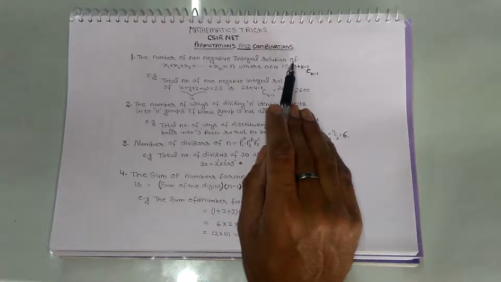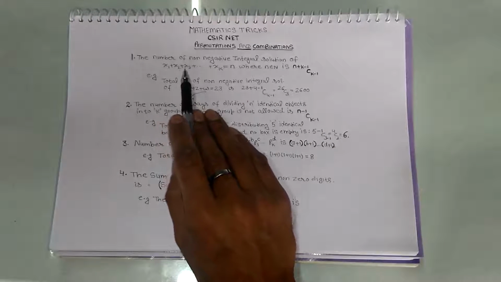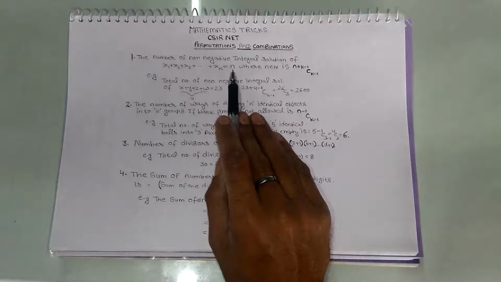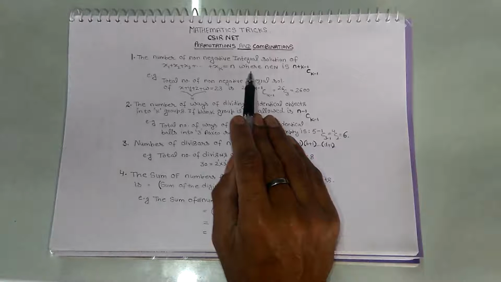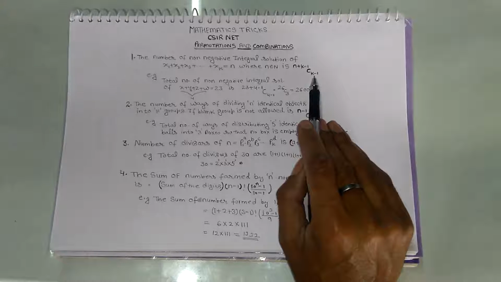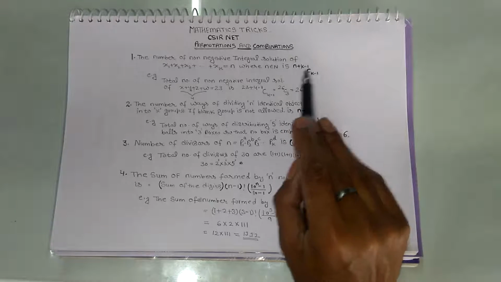of an equation of the form x1 plus x2 plus x3 up to so on xk is equal to n, where n is a natural number, is n plus k minus 1 c k minus 1. Number of these things combined, these at a time.